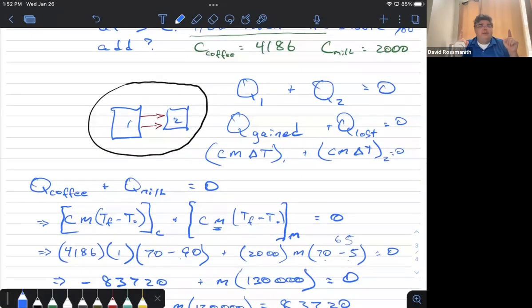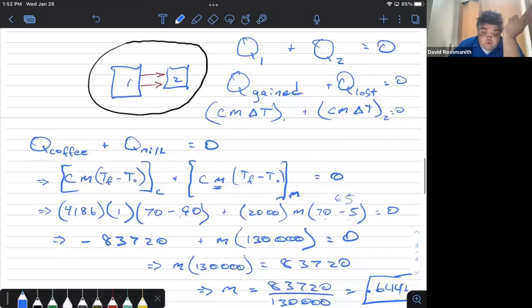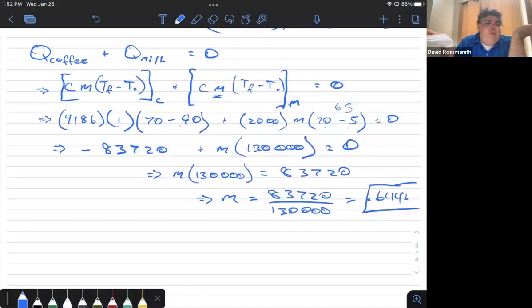First thing I do is I say, okay, for my system, what are all the things which are important? That means what are all the things that could change temperature? So for me, there's only two things. The coffee can cool down and the milk can heat up. There's nothing else here. So I'm going to have a Q for the coffee and a Q for the milk. Since I don't know the number for Q, I replace Q with what Q equals, which is Cm delta T. So now I have Cm delta T for coffee plus Cm delta T for milk equal to 0.